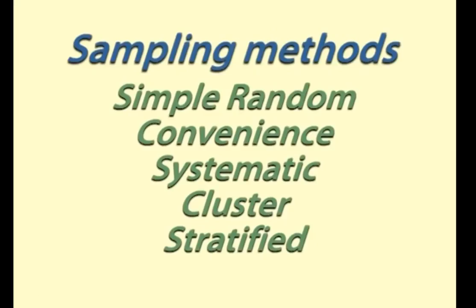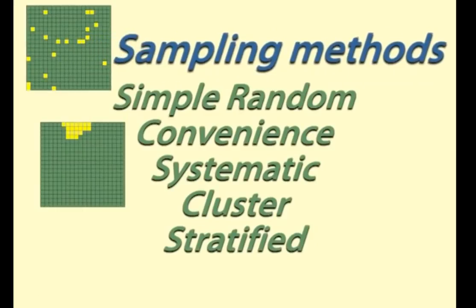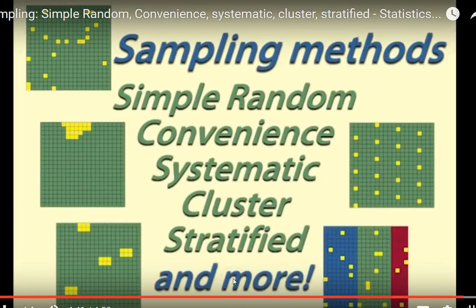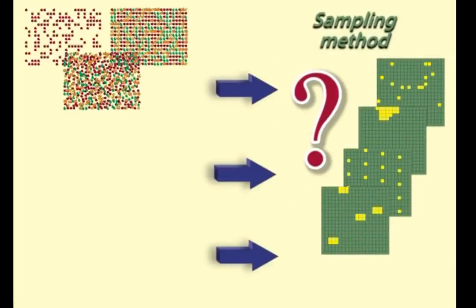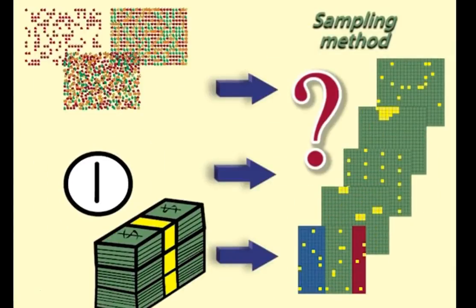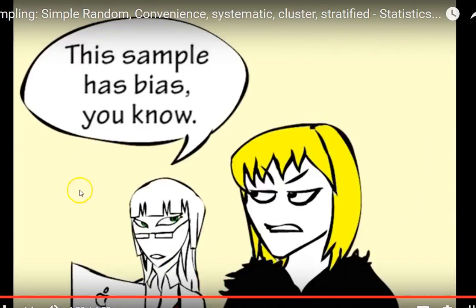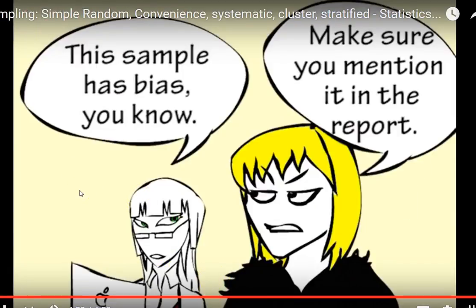There are other sampling methods. The five explained here give an idea of the advantages and disadvantages of various methods. You should attempt to use the sampling method that produces the best result for the resources you have available. If your sample has known bias, this should be taken into account in analysis and reporting.